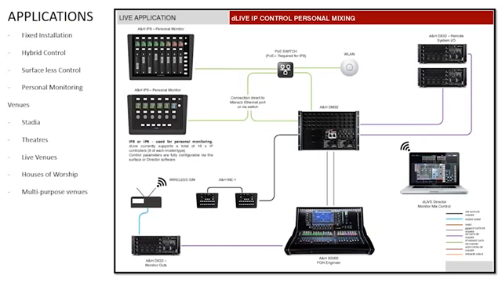And the last example is personal monitoring. So we are seeing an increasing number of personal monitoring applications, especially in houses of worship in the US and beyond, and in Europe as well, where typically the operator behind the console is a volunteer, and most of the musicians want to have personal control over their mixes. So in this case, the IP6 and IP8 are ideal.